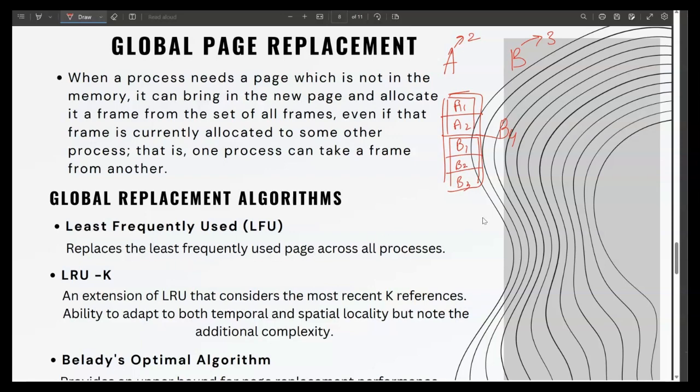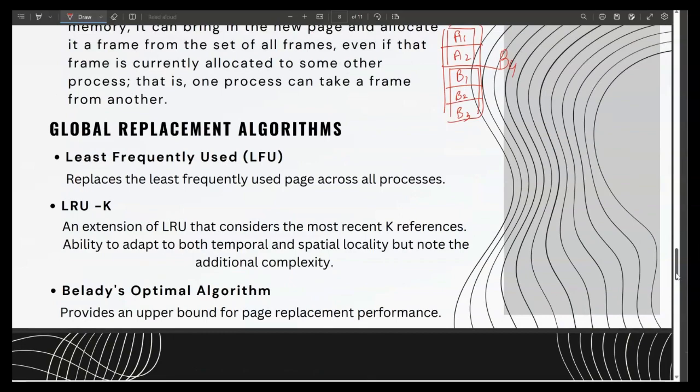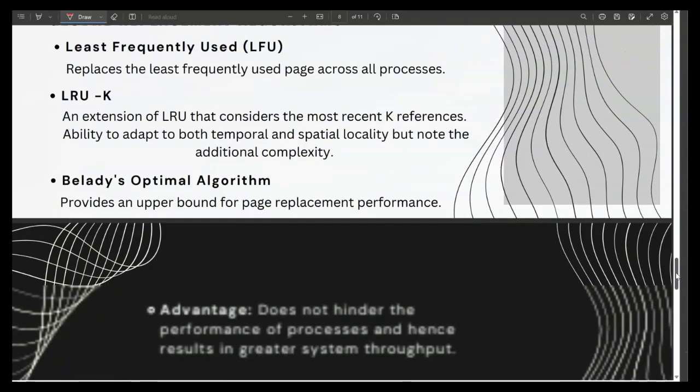across pages across all processes. Then LRU, an extension, जो LRU least recently used algorithm है, इसका extension है that considers the most recent K references, ability to adapt to both temporal and spatial locality, but note the additional complexity. Then Belady's optimal algorithm provides an upper bound for page replacement performance. These are some global page replacement algorithms.